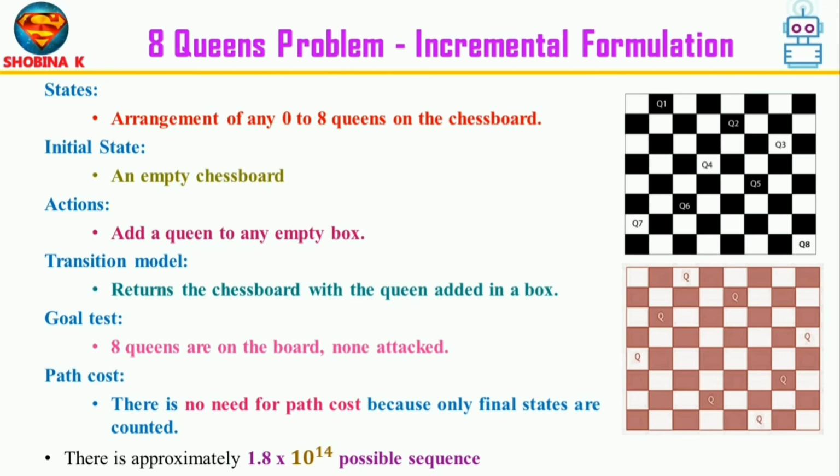Action refers to adding a queen to any empty square. The transition model returns the board with a queen added to the specified square. The goal test will check whether the 8 queens are placed on the chessboard without any attack. There is no need for path cost because only final states are counted. So therefore we will have approximately 1.8 × 10^14 possible sequences.